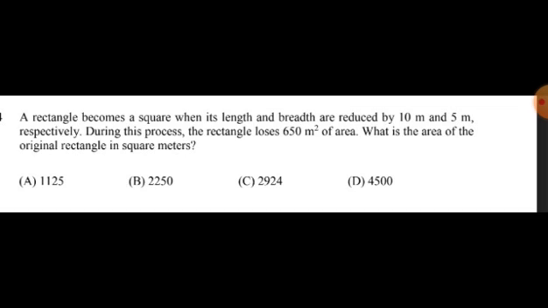Okay, this one is from general aptitude. First of all, I will read the question. Whenever you read a general aptitude question, just visualize it, it will create more interest. A rectangle becomes a square by reducing the length of the rectangle by 10 meter and the breadth by 5 meter respectively. During this process, the loss of area in the rectangle is 650 meter square. What is the area of the original rectangle?